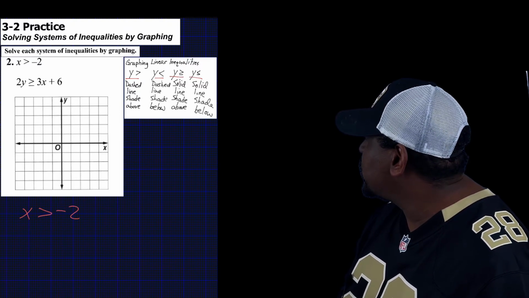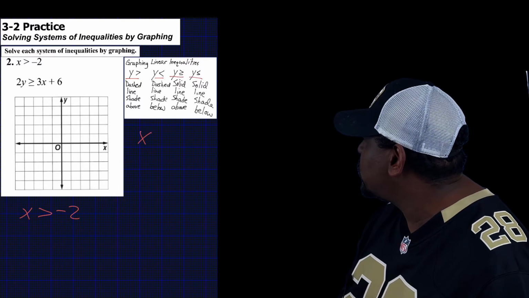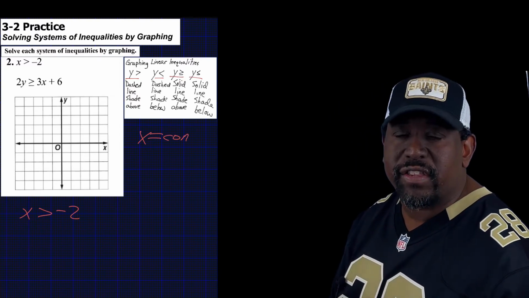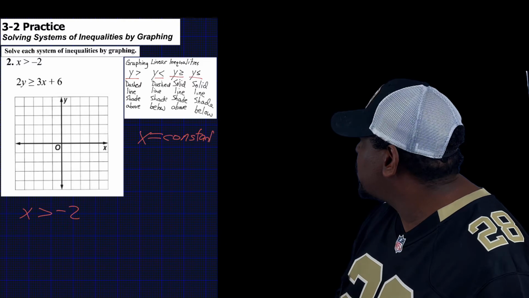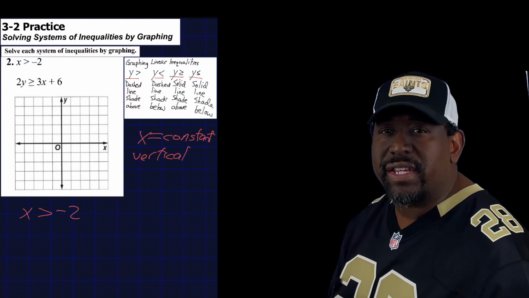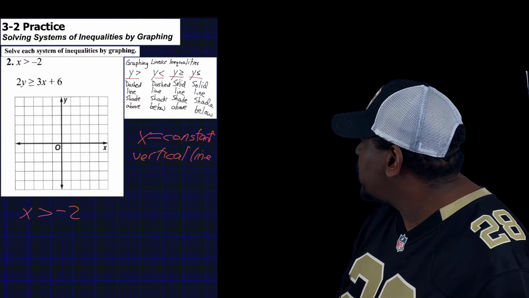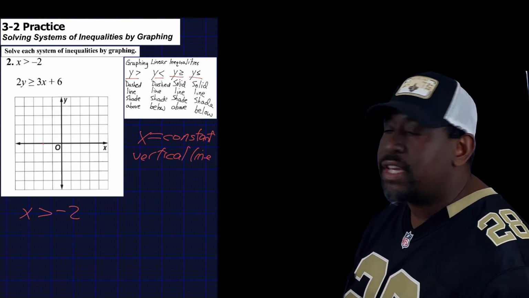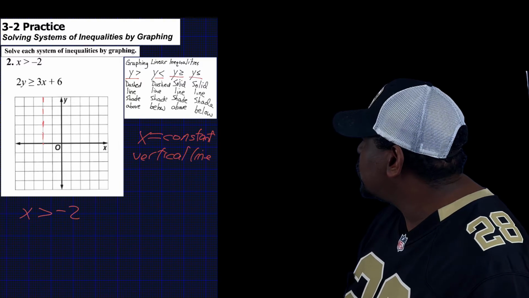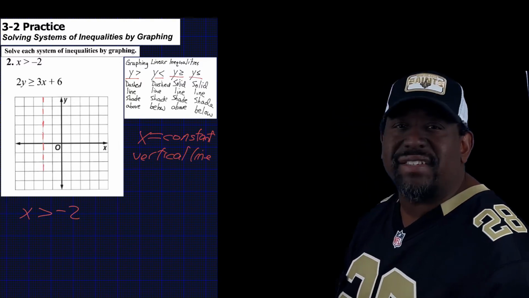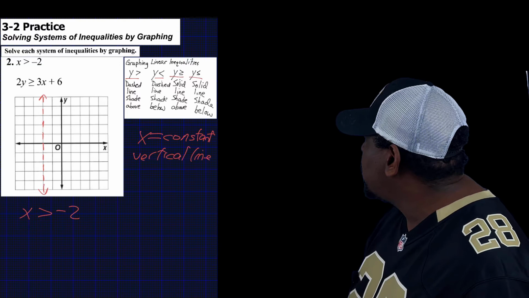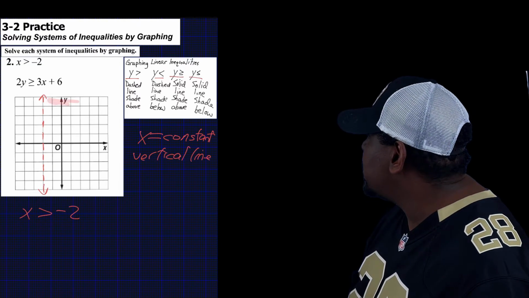So we have two linear inequalities to deal with, x greater than negative 2, and 2y greater than or equal to 3x plus 6. Since the first linear inequality is a constant, that means we will create a vertical line, as you can see here on the screen. And so we will have a vertical line at x equals negative 2. Because it does not include the equal sign, as our little chart here says on the right of the problem, we will have a dashed line at negative 2.